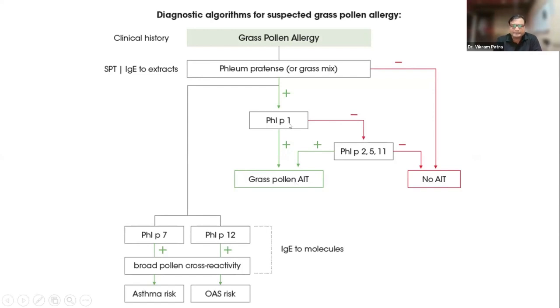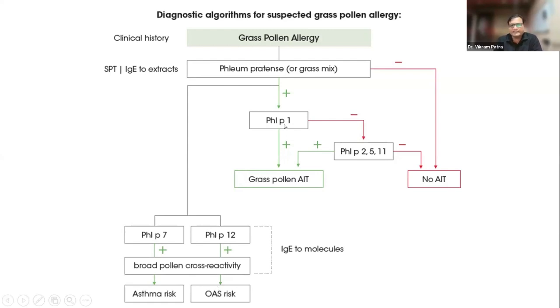And along with PHL P1, if PHL P7 and PHL P12 come positive, it suggests that molecular spreading has taken place. And this is also the broad pollen cross reactivity. The asthma risk is more, as I mentioned, when severe reactions are there. And if PHL P12 is there, along with the respiratory symptoms, we can have oral allergy syndromes.